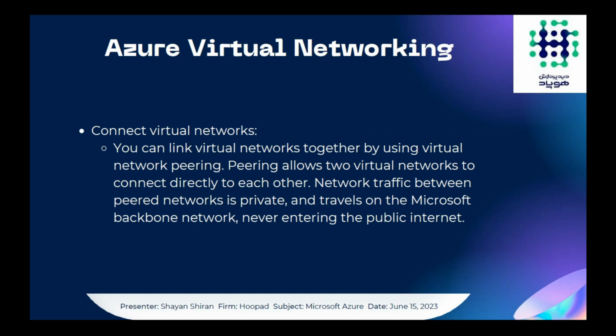And the last part is the connection between virtual networks. You can link virtual networks together by using virtual network peering. Peering allows two virtual networks to connect directly to each other. Network traffic between peered networks is private and travels on the Microsoft backbone network, and it doesn't go out on the internet. And that's it for today's presentation.